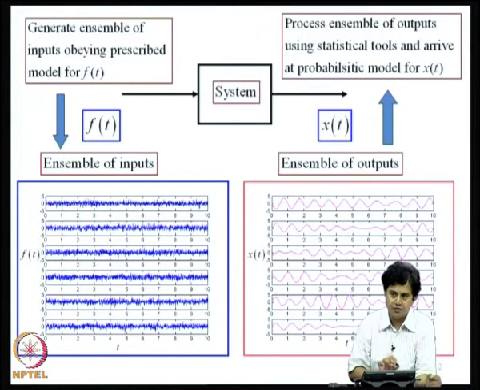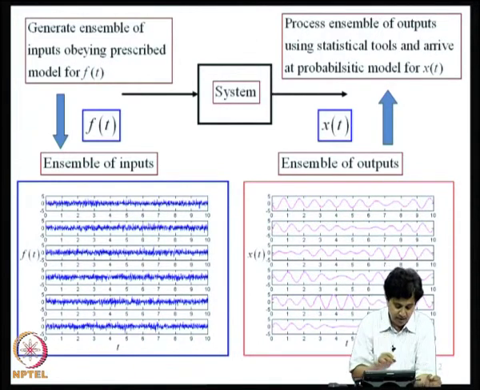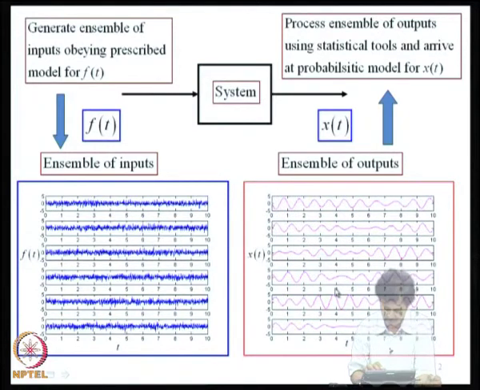Suppose f of t is a Gaussian random process with a given power spectral density function, suppose it is zero mean and stationary, I should be able to generate an ensemble of time histories which are compatible with the given PSD and probability density function. Now, for each of these samples we will integrate the governing equations of motion and then get an ensemble of response quantities of interest. This ensemble of response quantities of interest we will process statistically and arrive at a probabilistic model for the response.